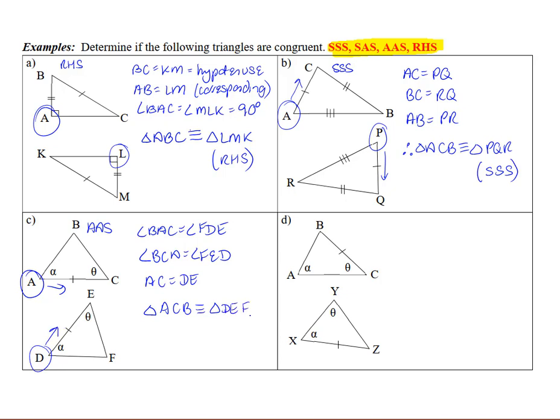DEF, and my reasoning is angle, angle, side. Final one. Okay, so I've got my alpha, I've got a theta, so they match, and then I have a side, and the side on this one is up from theta, but the side on the second triangle is actually up from alpha. These are not congruent triangles. Okay, because it's not the corresponding sides that are equal.